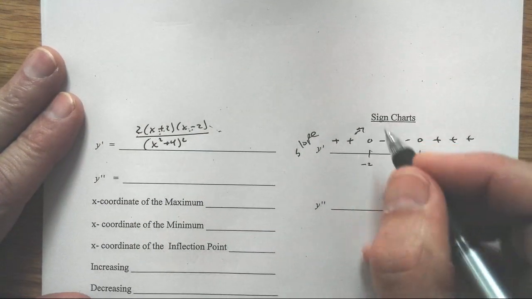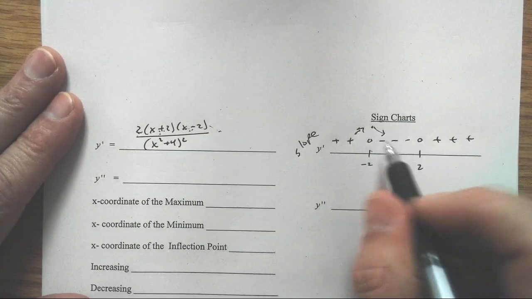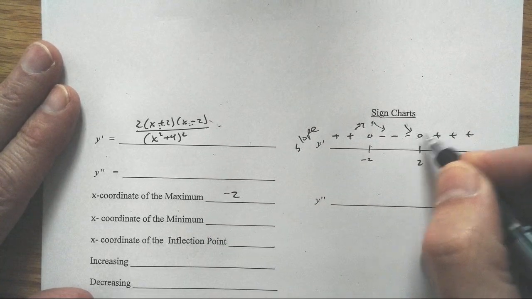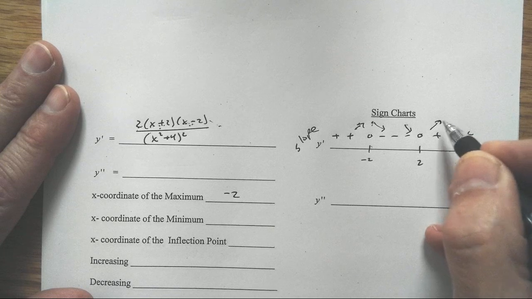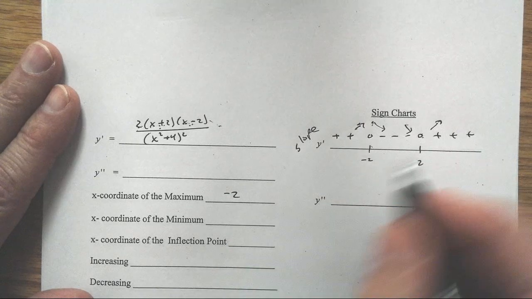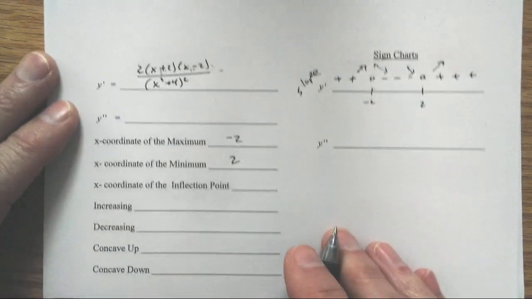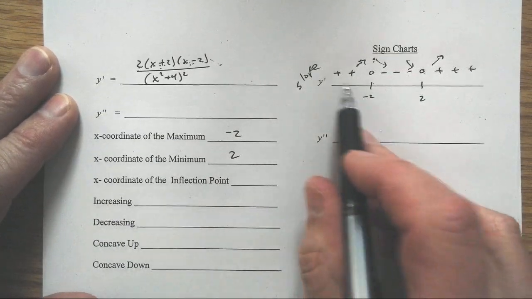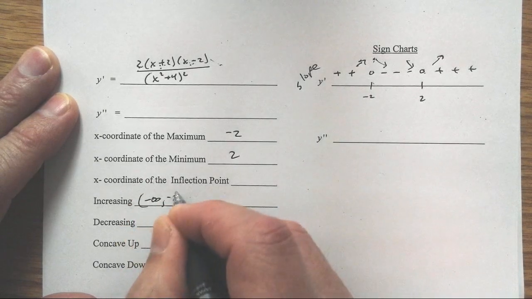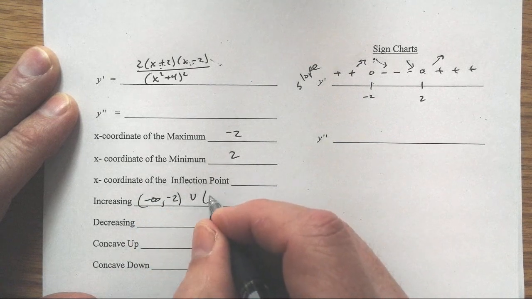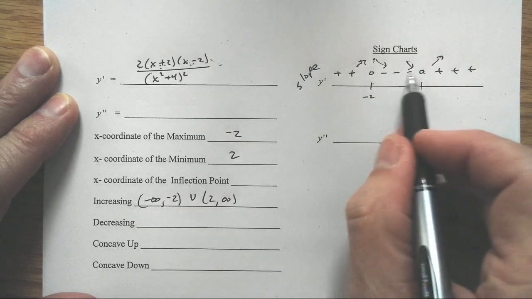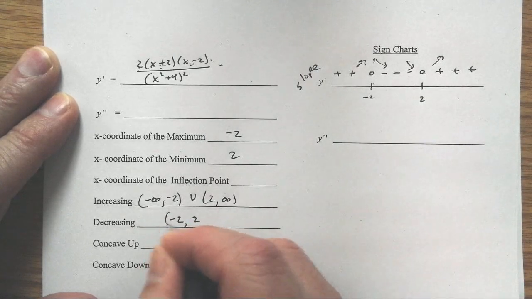So the graph goes up, levels off, comes down. We've got a maximum at negative 2. The graph goes down here, levels off, comes up: negative slope, slope 0, positive slope, and we've got a minimum at 2. Furthermore, the graph is increasing where the slope is positive, negative infinity to negative 2 in union with 2 to infinity, and it is decreasing where the slope is negative, from negative 2 to 2.